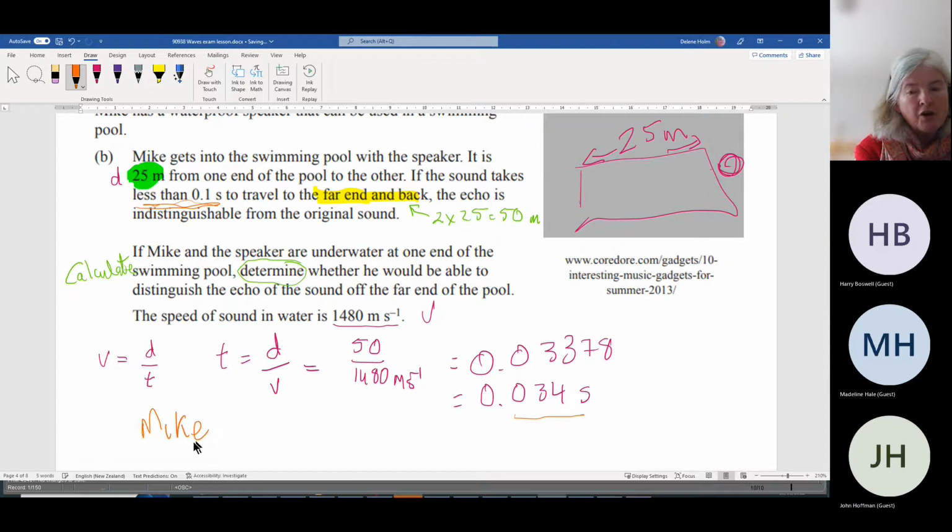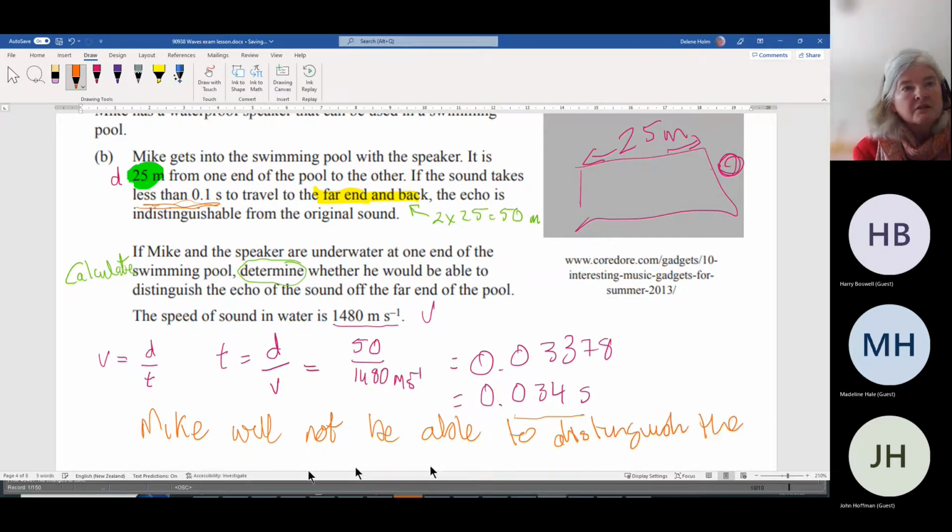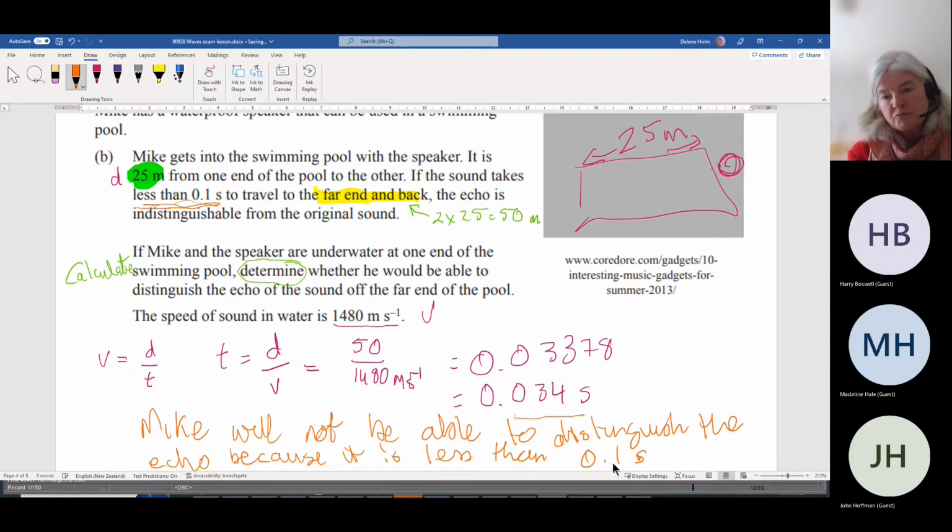So make sure you answer the question. Mike will not be able to distinguish the sound or distinguish the echo. Excuse my terrible writing. And because it is less than 0.1 seconds. So make sure for those excellence type things, give statements in your writing. Don't just make it a mess of numbers.